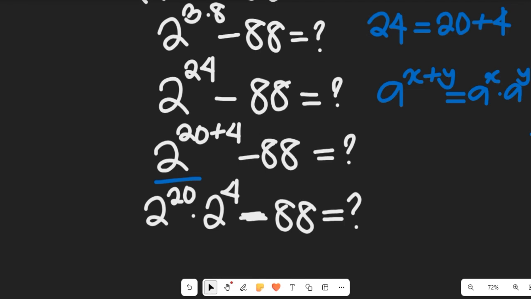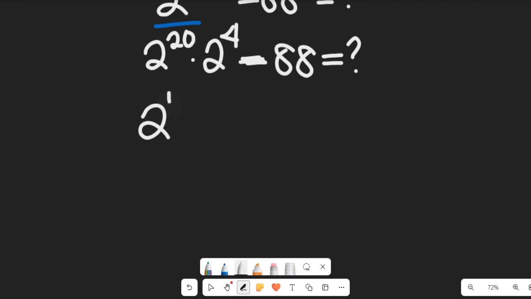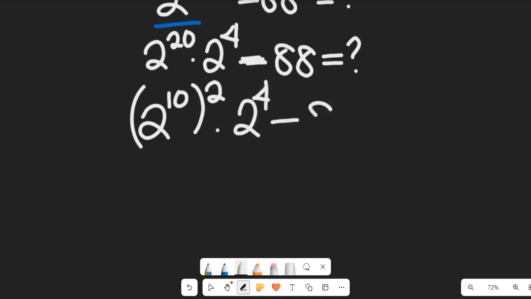Now let's look at that. We're going to simplify that in the next step. If we simplify that, I'm going to still break up 20. 20 can still give me 10 times 2, right? So this will be 2 to the power of 10, all to the power of 2, multiplied by 2 to the power of 4, minus 88. Remember, I want to take it to the powers of 10 so that it can be easily evaluated.